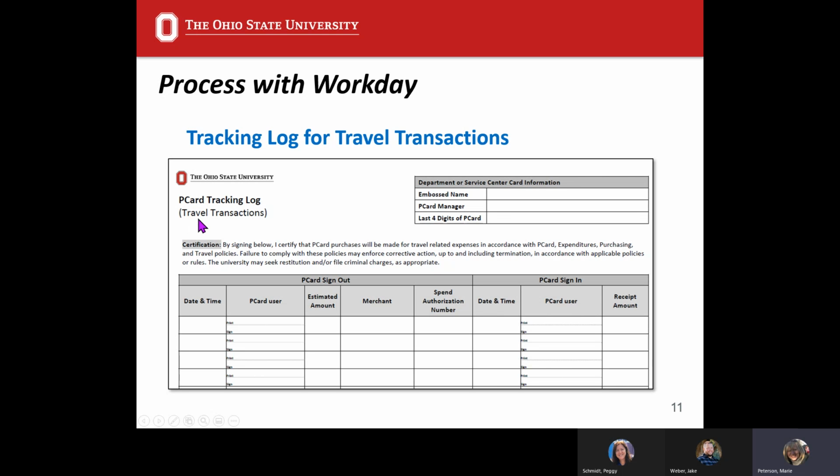And here's the tracking log for travel transactions. This log is horizontally formatted as a PDF file that can be printed to capture the required signatures from the card user. In addition, the spend authorization, formerly known as the T number, is required.